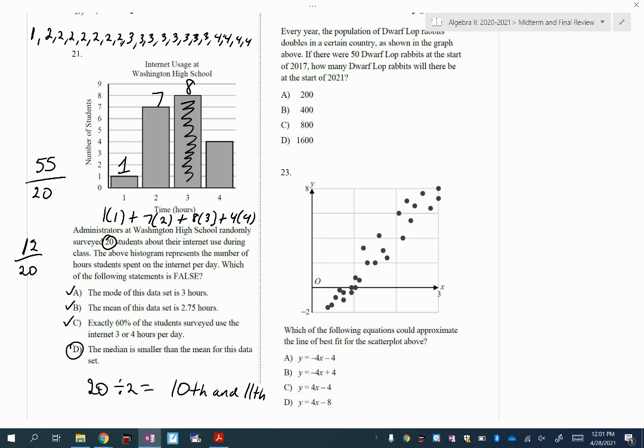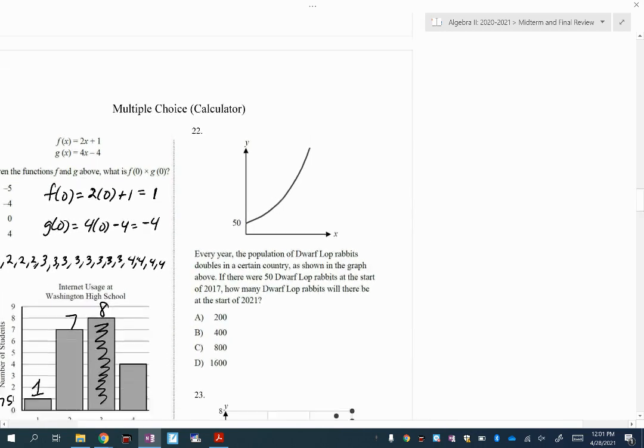3. So the average of 3 and 3, so this is 3 and 3. The average of that is 3. So the median is 3. So that means the median is actually bigger than the mean of 2.75, right? But this statement says the median is smaller than the mean, which is not true. That is false. Awesome. All right, that's 21.